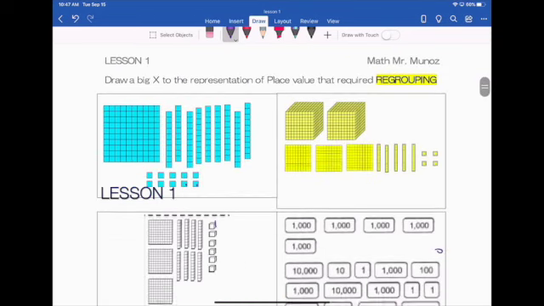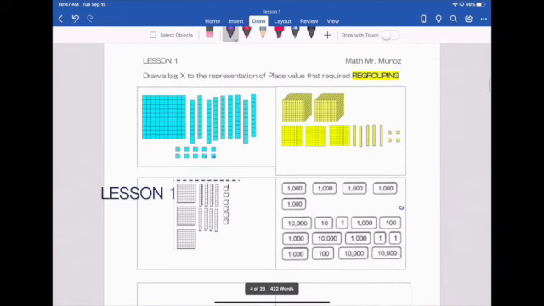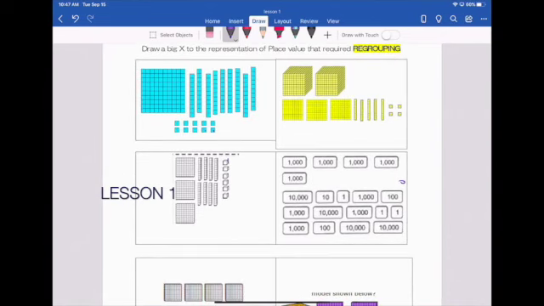After this, we have an activity. We need to organize when we have regrouping or not. Basically, it's when they have more than 10 units in the ones, the tens, the hundreds, or any place value. In this case, we have 1, 2, 3, 4, 5, 6, 7, 8, 9, 10. So we make an X because we need to do a regrouping.